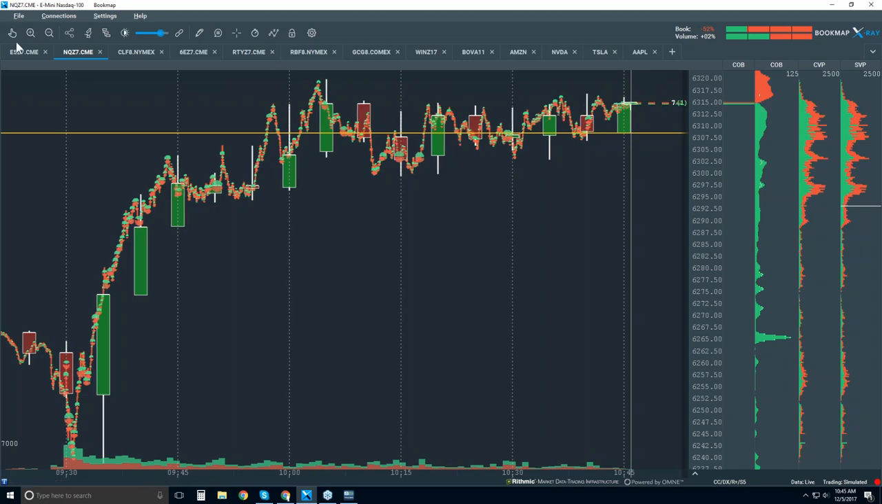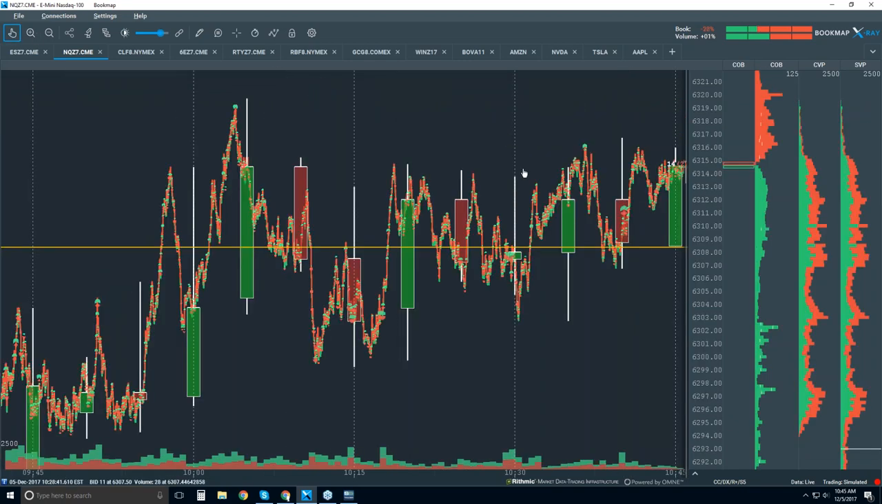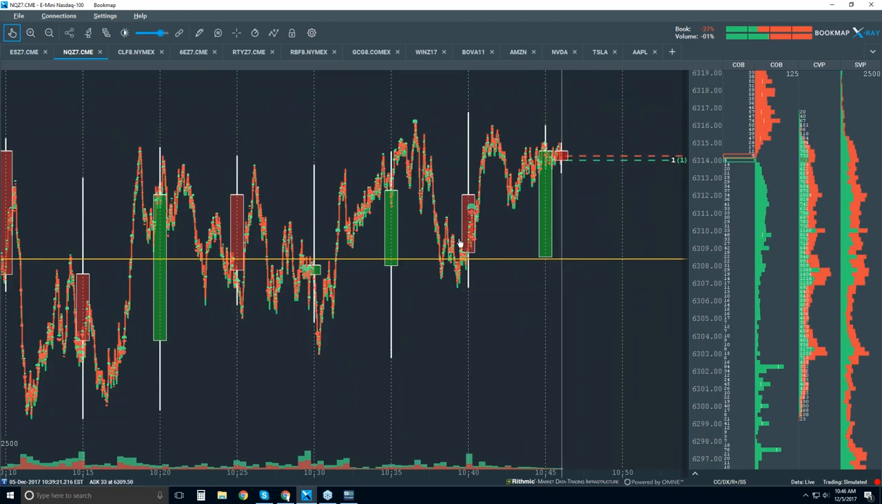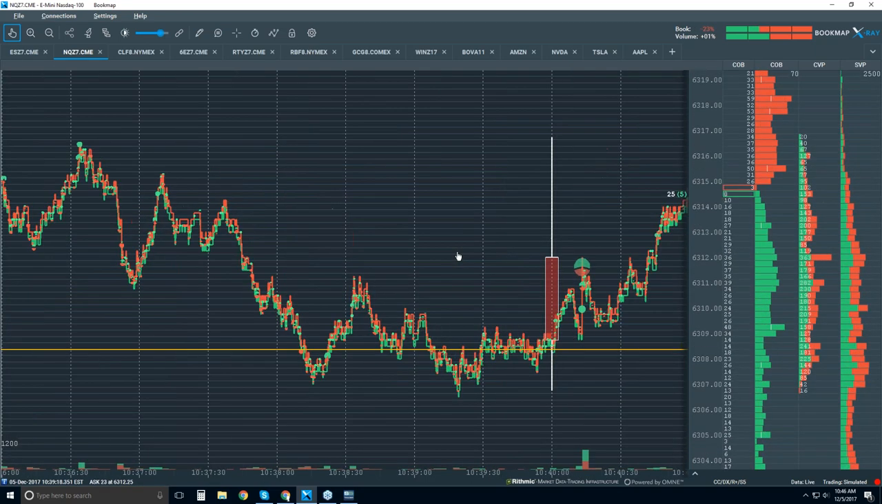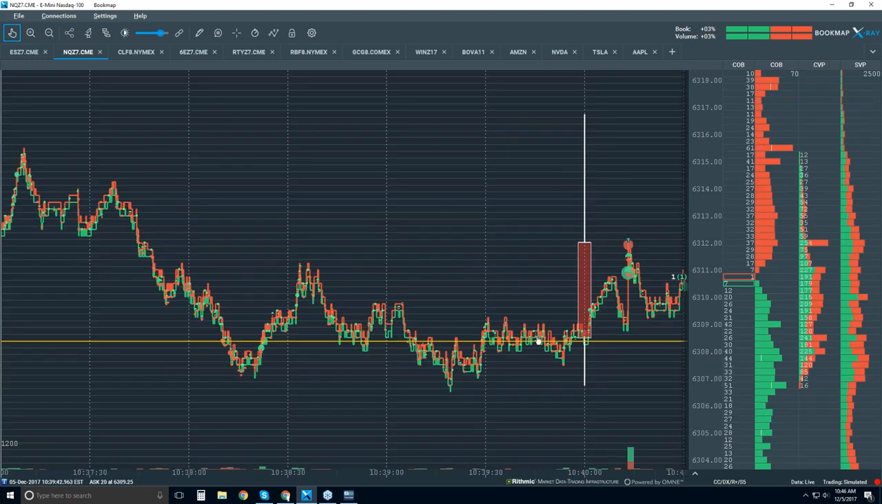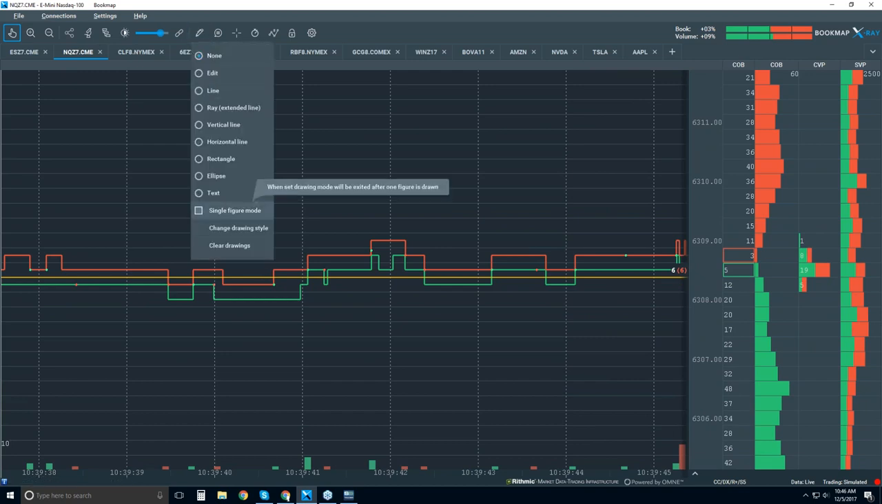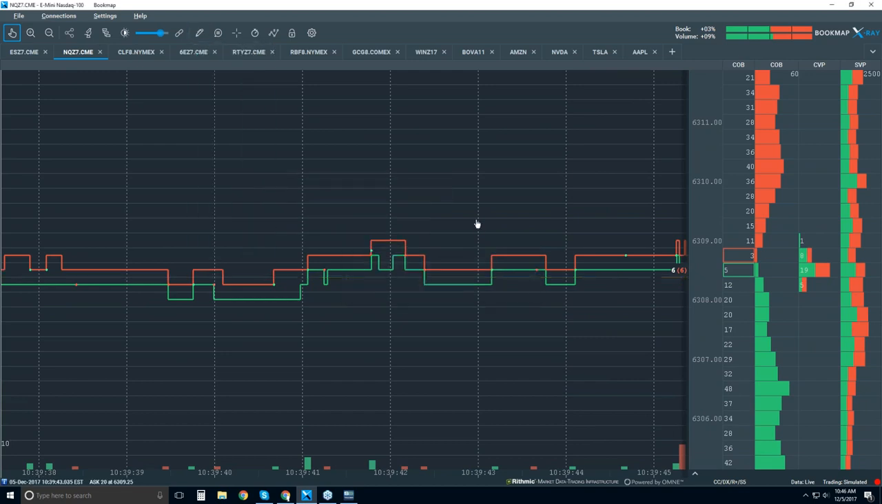All right, now let's zoom into this area here and take a look at what really occurred, so you understand what Bookmap is really displaying here. So if I zoom in, and let's get rid of this line at this point. Okay, this is what the historical best bid and offer looks like.